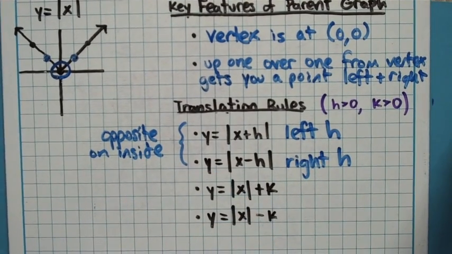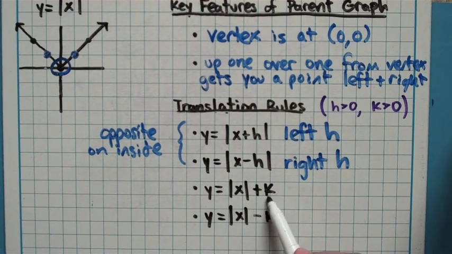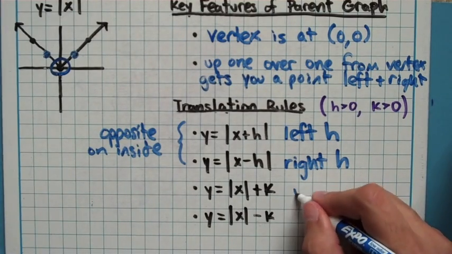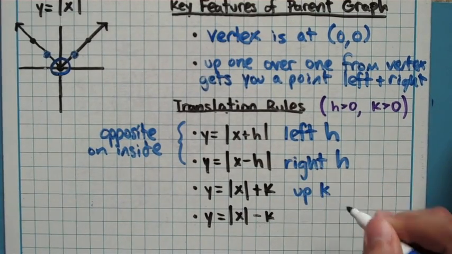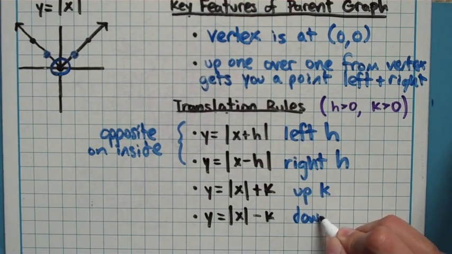Keep that straight because that's something that kids do get mixed up, understandably so. If you have a plus on the outside, so you're adding like a plus 4 on the outside here, that's going to move your graph up by however much that is, so up k, and subtracting on the outside moves the graph down.